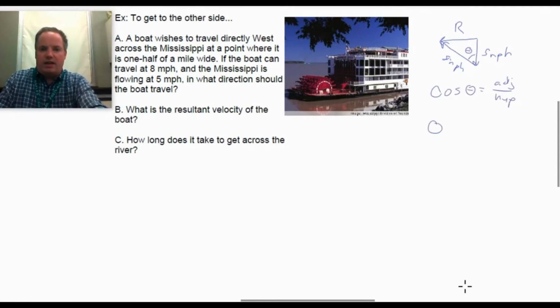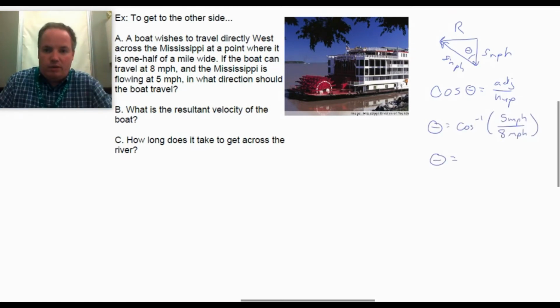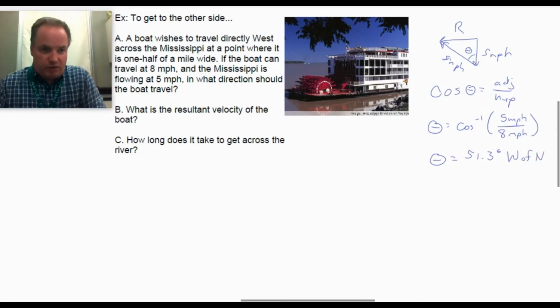Then theta is going to equal the arc cosine of 5 over 8, which is 51.3 degrees, and our angle, that is west of north, or west-northwest if you prefer, because it's more west than it is north, right? Okay, so that's our angle.